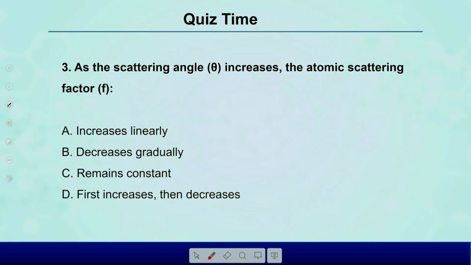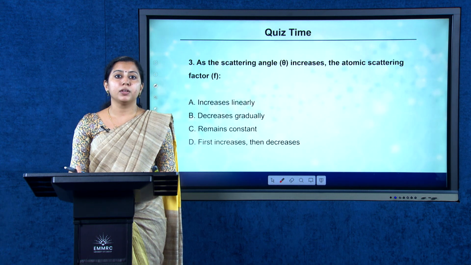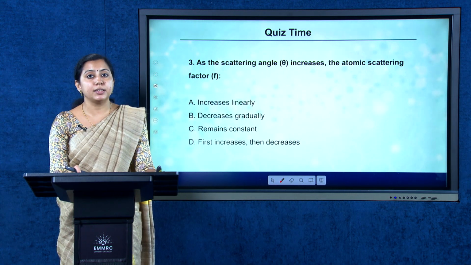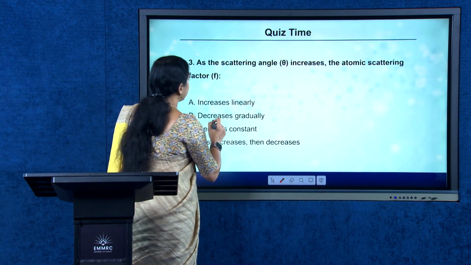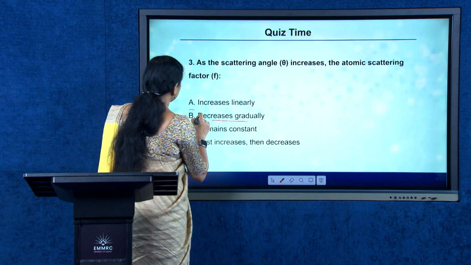As the scattering angle theta increases, the atomic scattering factor F: you have four options. Option A, increases linearly. Option B, decreases gradually. Option C, remains constant. And option D, first increases, then decreases. So, as the scattering angle theta increases, the atomic scattering factor F decreases gradually.